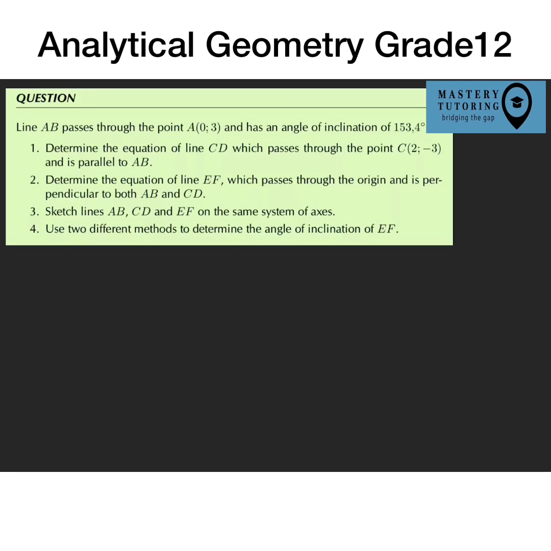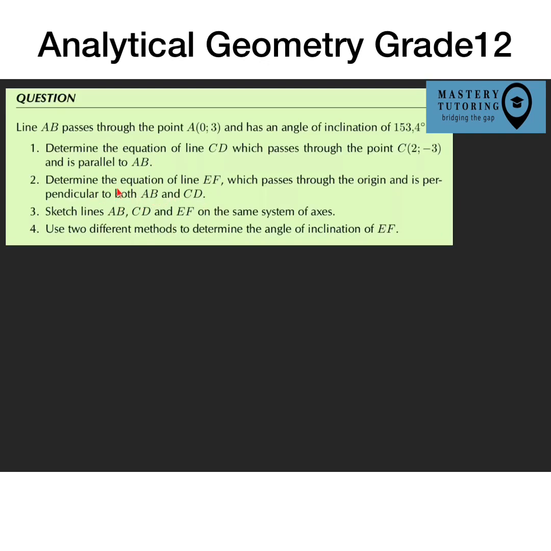Number one, we need to determine the equation of line CD, which passes through the point C, with coordinates (2, 3), and we are given that line CD is parallel to line AB. Question 2 says determine the equation of line EF, which passes through the origin and is perpendicular to both AB and CD.